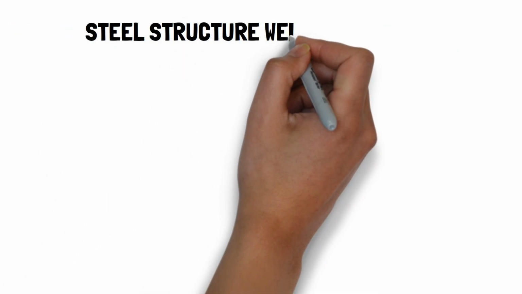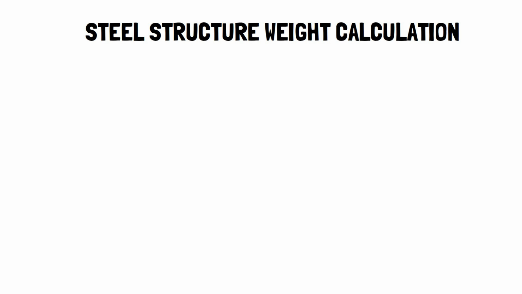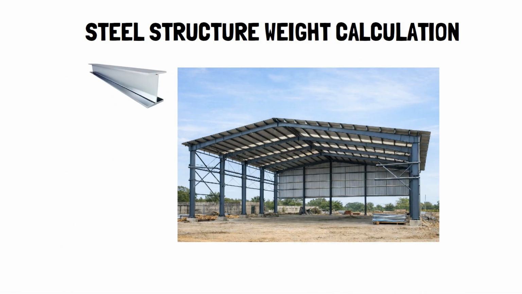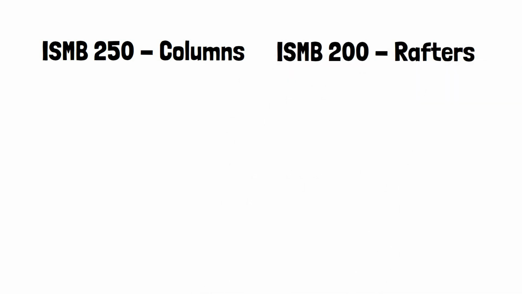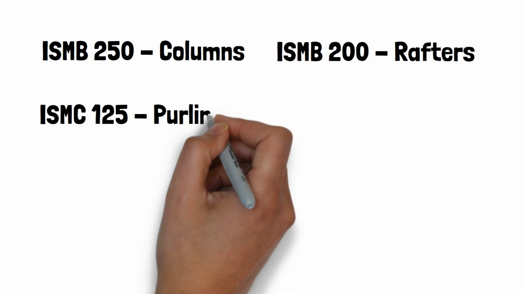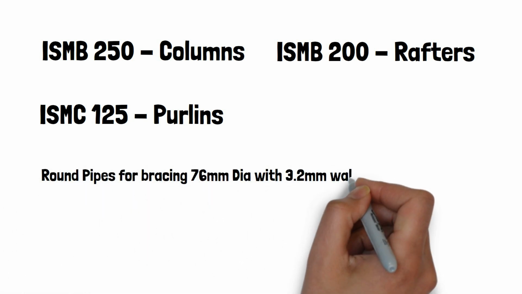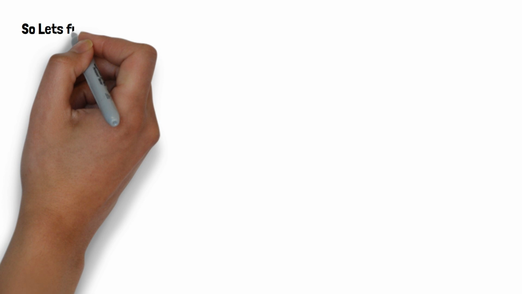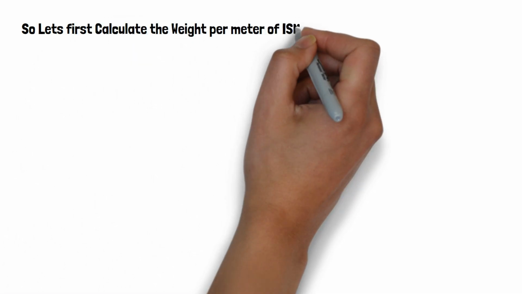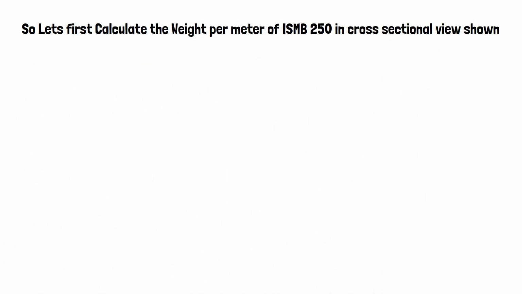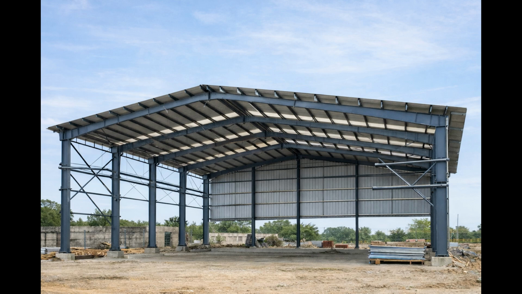Today we are going to learn about how to calculate the weight of steel beams, channels, and bracing pipes. In this video, we are going to take out the quantity for the steel structure shown in the above image. The structure consists of ISMB 250 for columns, ISMB 200 for rafters, ISMC 125 for purlins, and round pipes for bracings. So let's find out the number of columns, beams, rafters, purlins, and bracings available in the above structure.